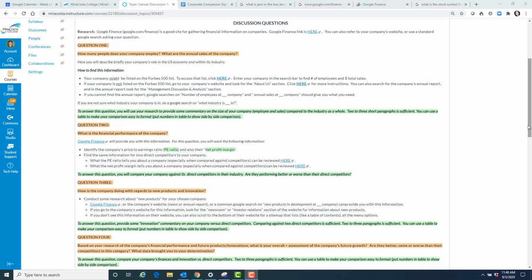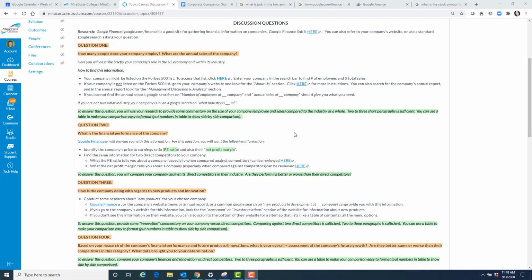I'm going to top line the questions and then show you on my screen how I would actually go about getting answers to those questions. So there's 4 questions. You can see them highlighted in the tan color here. Question 1, how many people does your company employ and what are the annual sales? So 2 parts to that question. We jot that down. All right, we're going to find that. You can see I've also provided some research links here on where you can find this information.